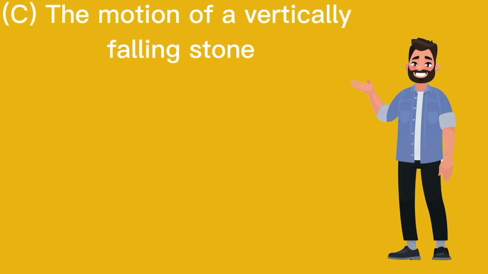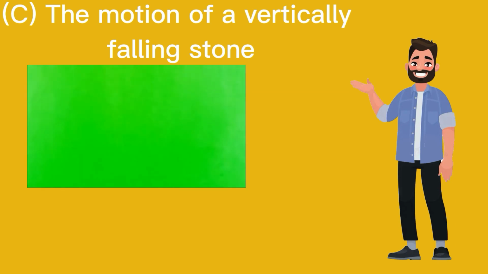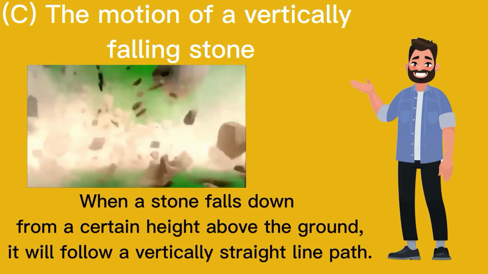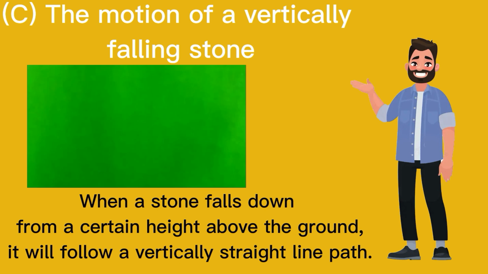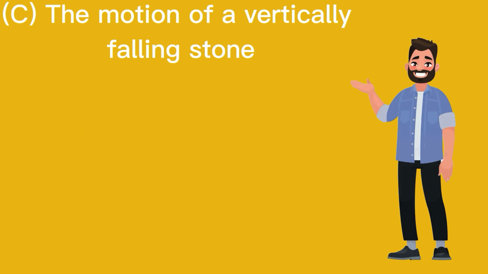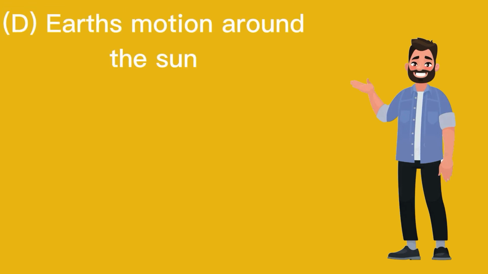And the next one is letter C. And as you observe before, letter C says the motion of a vertically falling stone. Therefore, when a stone falls down from a certain height above the ground, it will follow a vertically straight line path. Therefore, the motion of a vertically falling stone is an example of rectilinear motion. And the other one is letter D, Earth's motion around the sun.